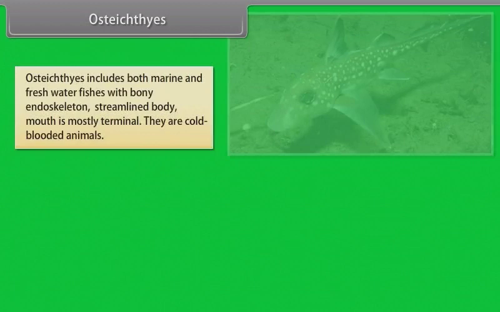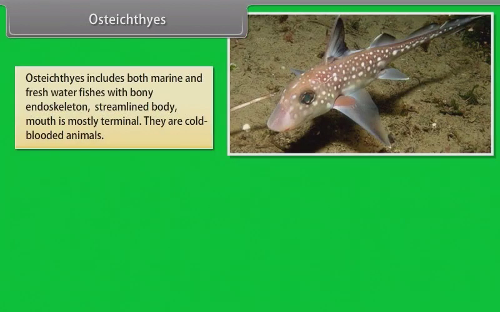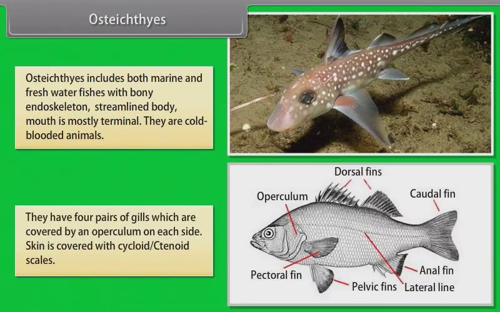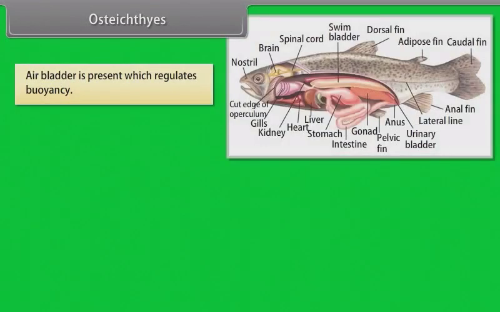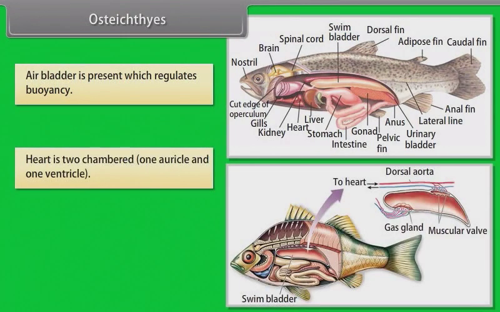Osteichthyes. Osteichthyes includes both marine and freshwater fishes with bony endoskeleton, streamlined body. Mouth is mostly terminal. They are cold-blooded animals. They have 4 pairs of gills, which are covered by an operculum on each side. Skin is covered with cycloid, ctenoid scales. Air bladder is present, which regulates buoyancy. Heart is two-chambered, one auricle and one ventricle.